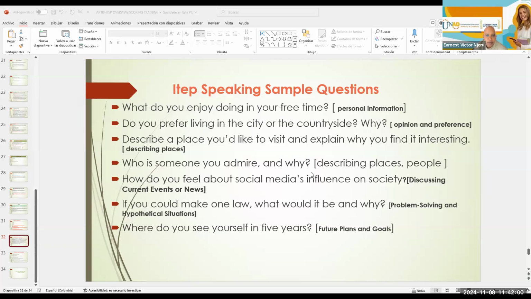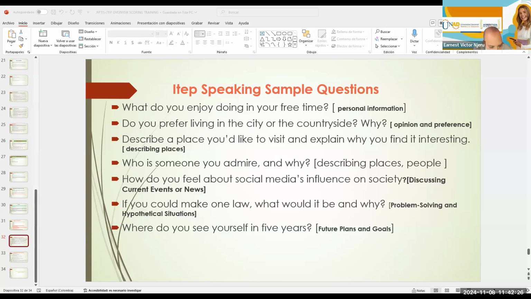Maybe describe where you live or an interesting thing. They could ask about the discussion. This is a little bit complicated. How do you feel about social media influence on the society? Or problem solving and hypothetical situations. This is the last part of the speaking, very complex. If you could make one law, what would it be and why? So you have to think broadly. Lastly, future plans. Where do you see yourself in 5 years? Try to think about that.